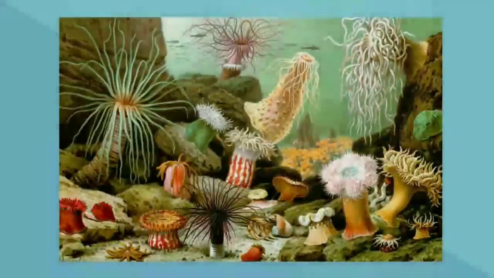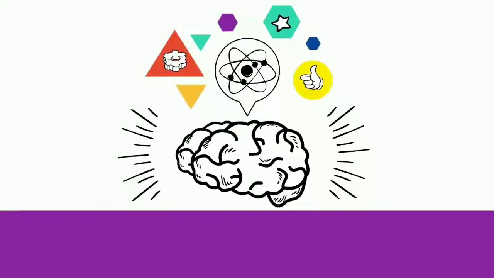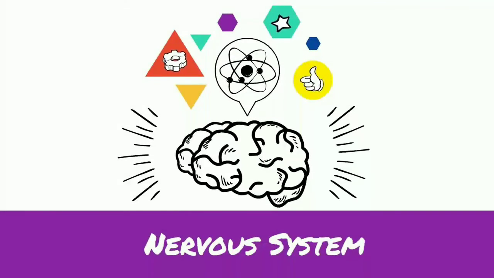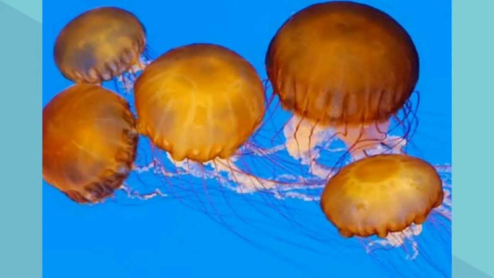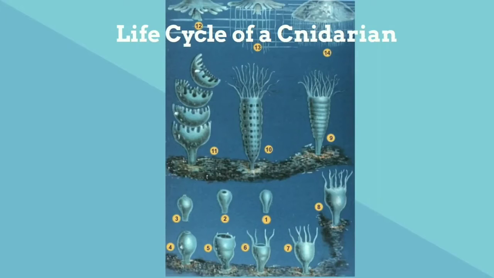Cnidarians do not have a central nervous system, but they do have a very crude nervous system, or a nerve net. Cnidarians can reproduce both sexually and asexually, and with asexual reproduction, they bud or they divide into a new organism. Here's an example of one life cycle. There are your cnidarians, the stinging or sticky animals. They sometimes ruin your visit to the beach.